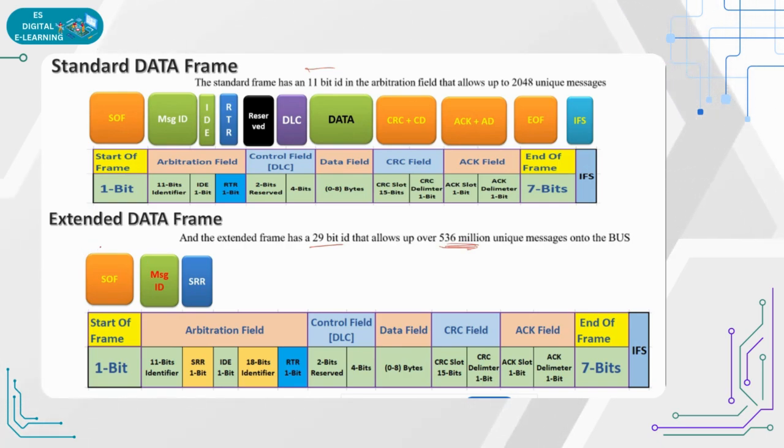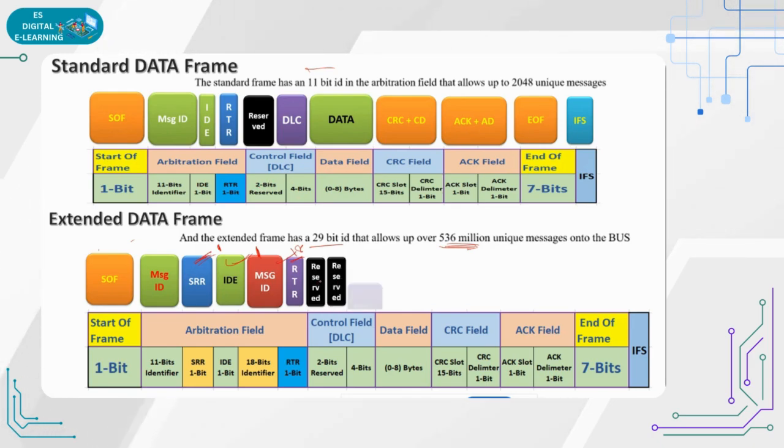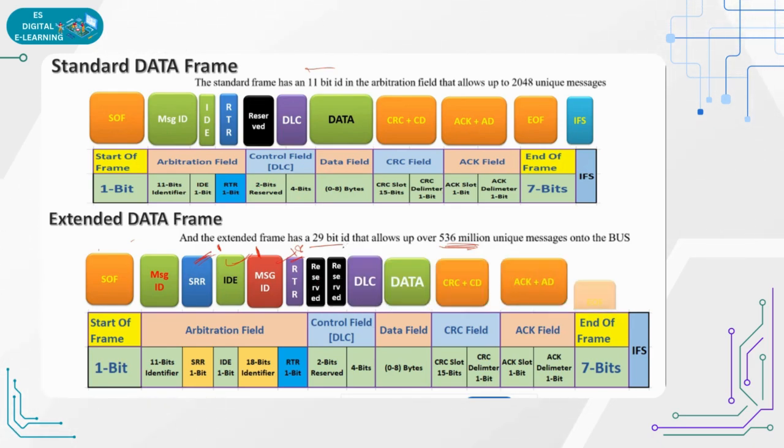Here additionally we have the SRR. In standard we don't have it, but in extended we have the SRR, which is the substitute remote request. Next we have the IDE. Both SRR and IDE will be one in this case. And we have the message ID, which will be 18 bits. Next we have the RTR, which is common for standard and extended. The remaining fields will be the same as above.